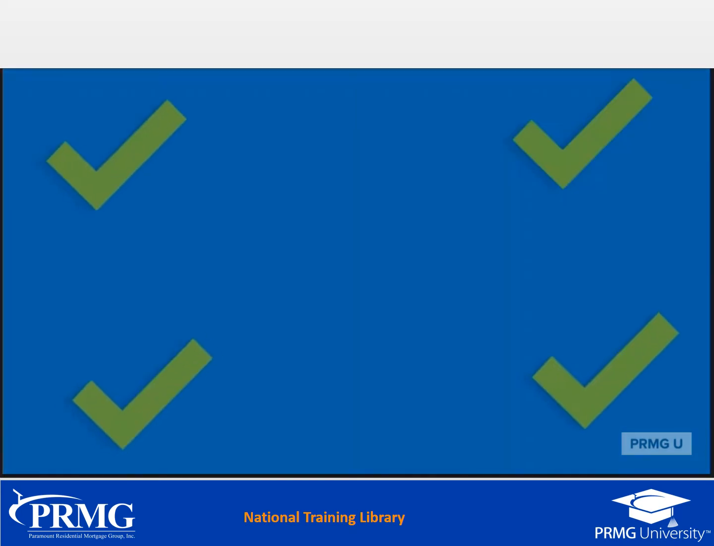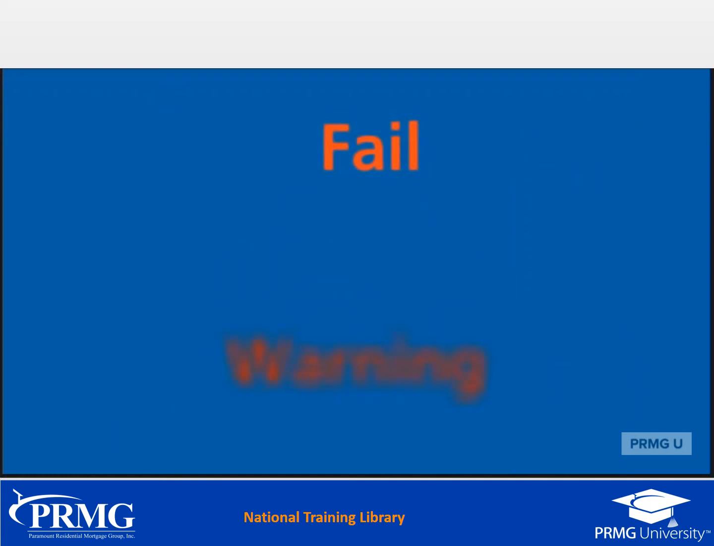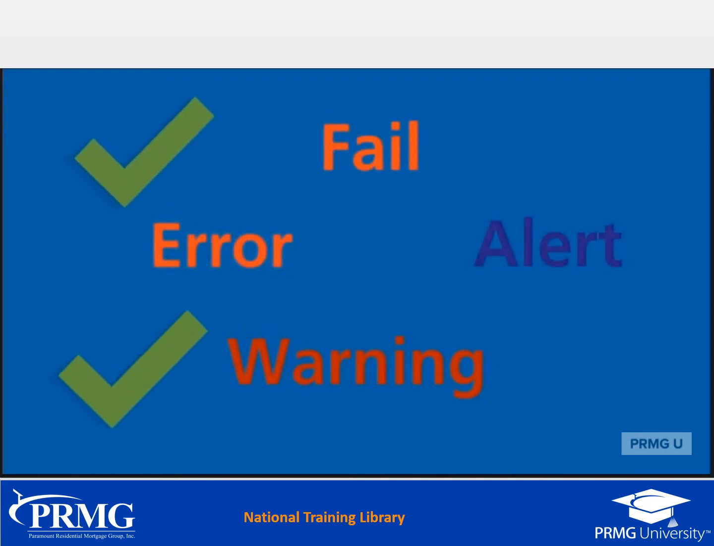If all reviews receive a pass, then the overall status will be a pass. However, if you received a fail or warning or an alert or an error in at least one of the reviews, then the overall status is the most conservative. Now, let's focus on each review and the result statuses.